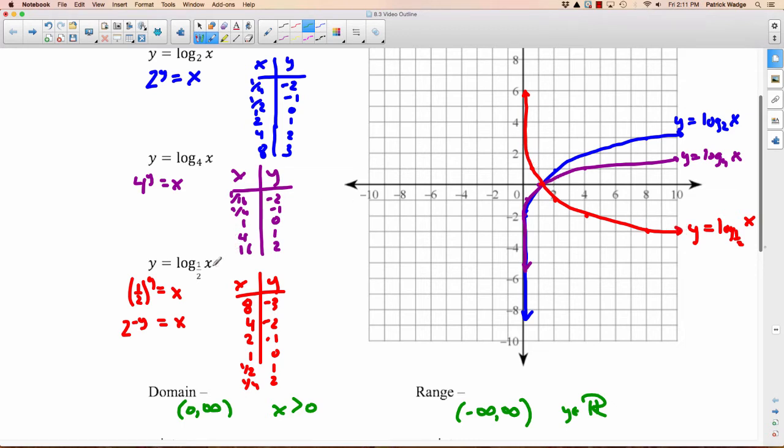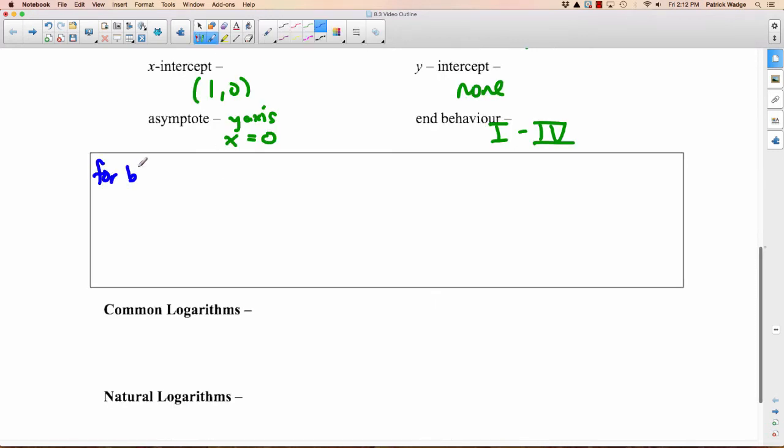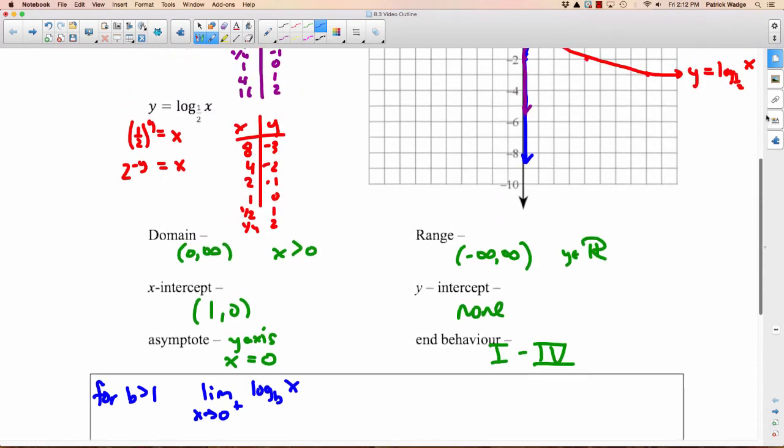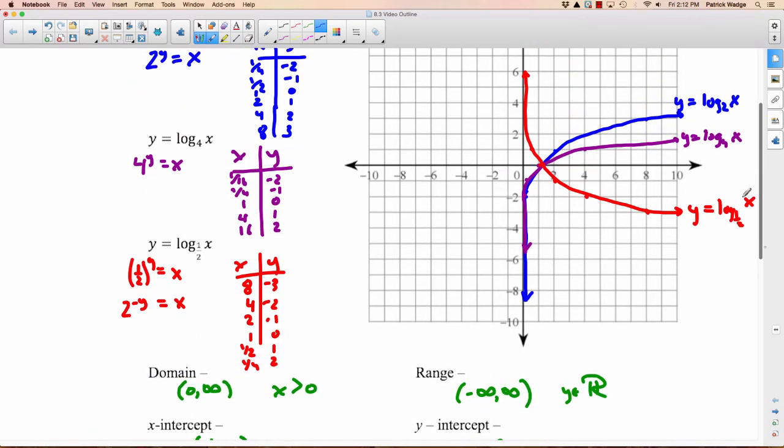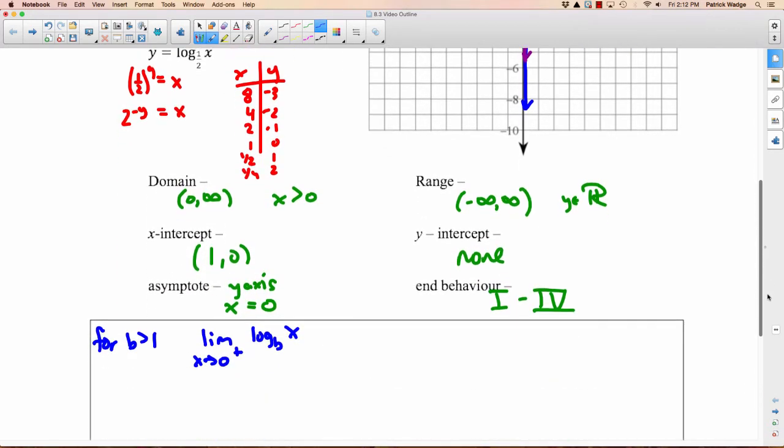So what causes that? Well, the base causes that. For these bases, they're greater than 1, so it's going to be increasing. This base is between 0 and 1, so it's going to be decreasing. So let's summarize that. For b greater than 1, the limit of the base b logarithm of x as x approaches 0 from the right hand side. This is like the blue and the purple. So what's true about that as x approaches 0 from the right hand side? Well, for the blue and the purple, they're both going down, down, down as we approach from the right hand side, which means they're going towards negative infinity.